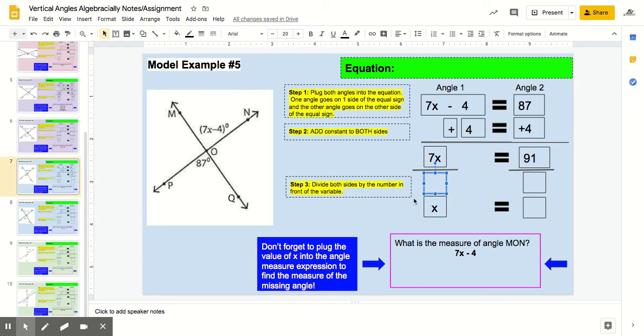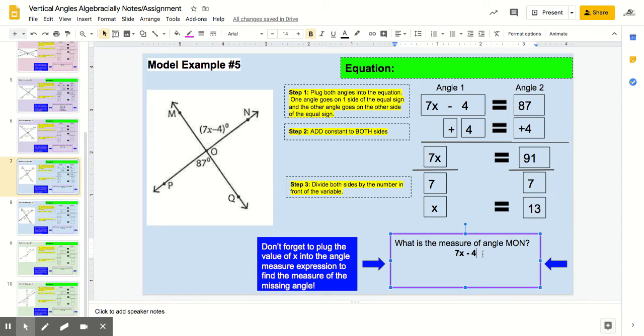Okay. Now I have to divide both sides by the number in front of the variable. Well, that is 7. So I'm dividing both sides of my equation by 7. 7x divided by 7 is simply x, and 91 divided by 7 is 13. Okay, so I get x is equal to 13, which is perfect.